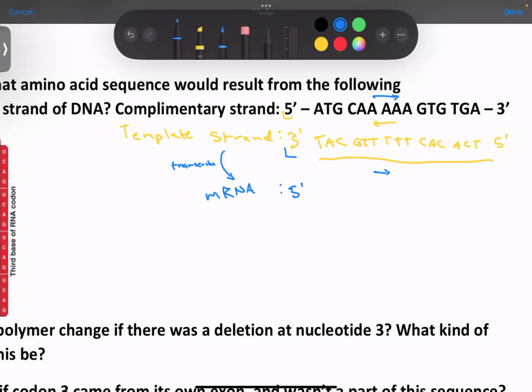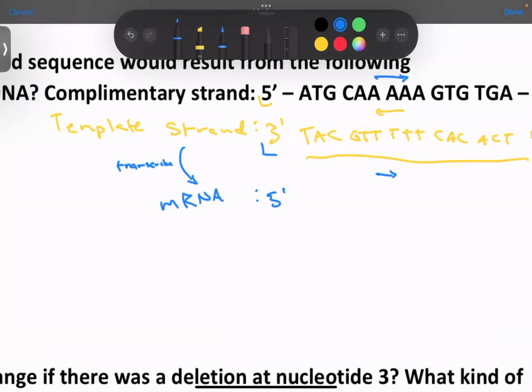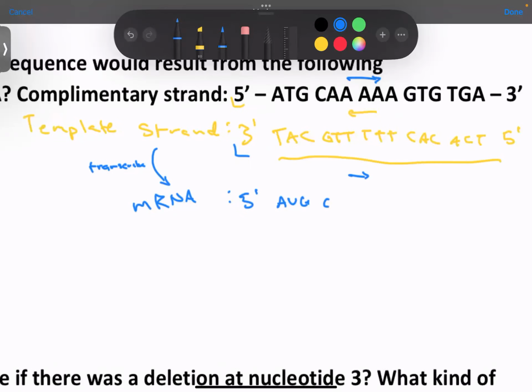So let's transcribe this. Let's convert this DNA sequence into an RNA sequence. Remember, in RNA we don't use thymines, we use uracils instead, and the difference is a single methyl group. So let's do that really fast. We know this would be ATG. That's not right, sorry. I messed up immediately, very cool. Even after I said it, AUG.